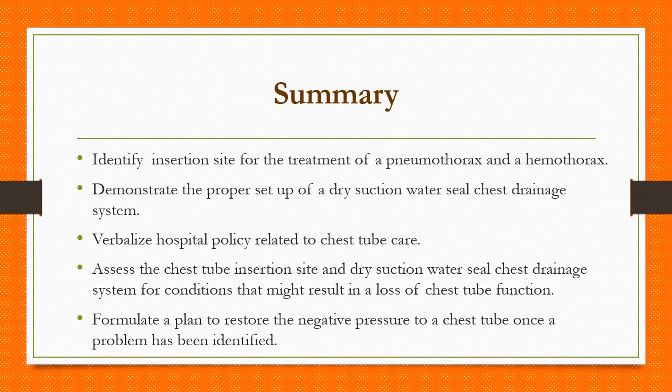You're now able to identify the proper insertion sites for the treatment of a pneumothorax and a hemothorax. You're able to demonstrate proper setup of a dry suction water seal chest drainage system and verbalize hospital policy related to the care of a patient with a chest tube. You're able to assess the chest tube insertion site and dry suction water seal chest drainage system for conditions that might result in the loss of chest tube function, and you're able to formulate a plan to restore the negative pressure to the chest tube once a problem has been identified.